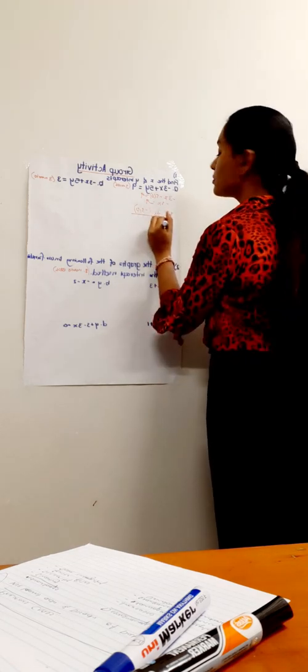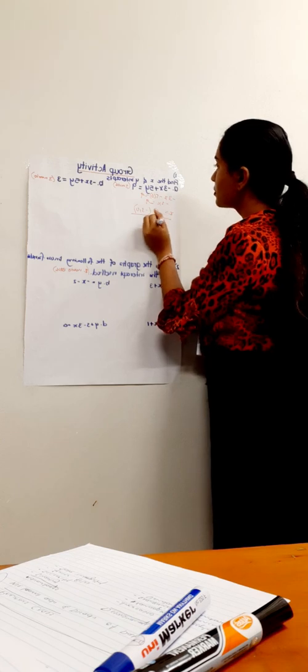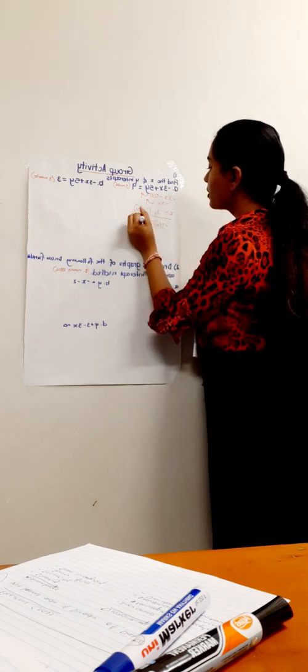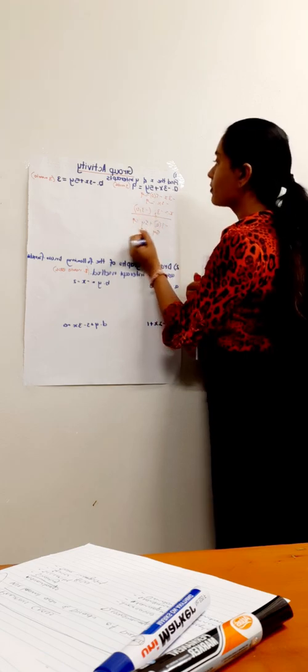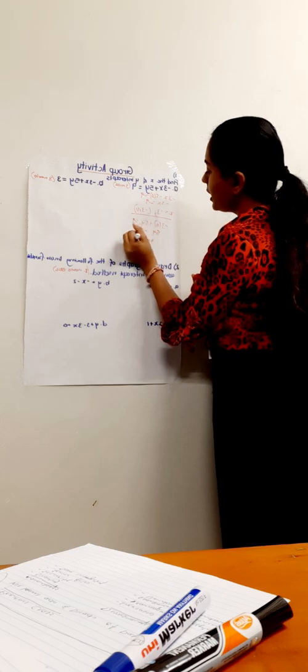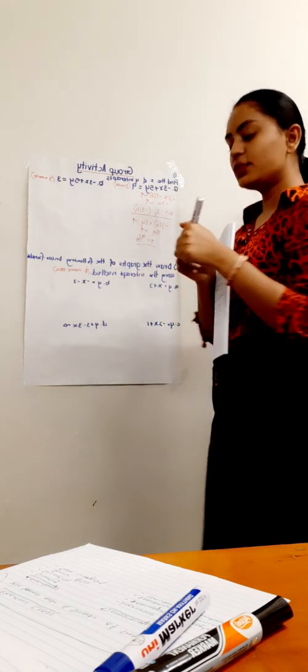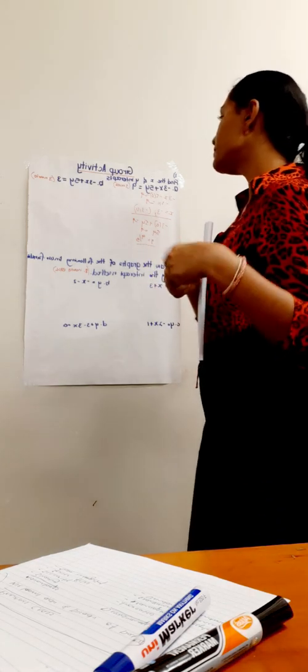Y-intercept, negative 3 into 0 plus 5y is equal to 9. Right, which gives you 5y is equal to 9, which is y is equal to 9 over 5. Is it correct, students? Yes, madam. Okay.